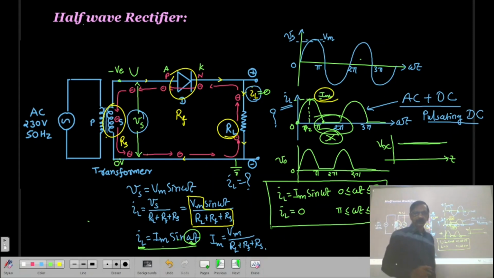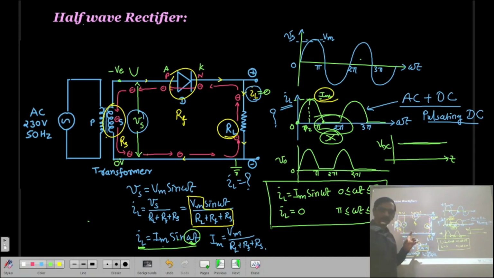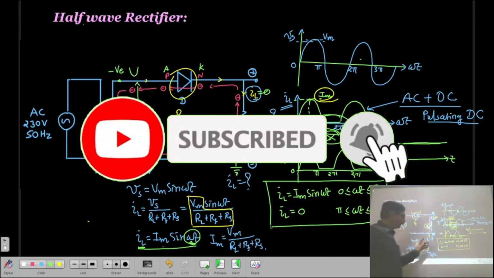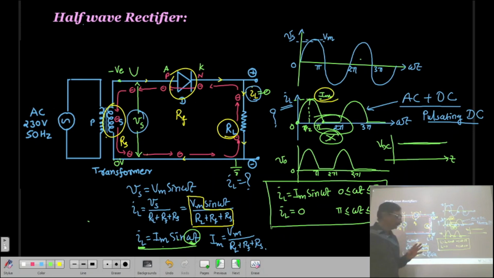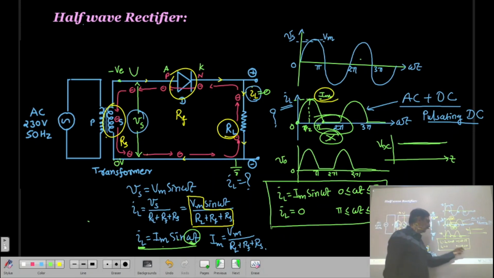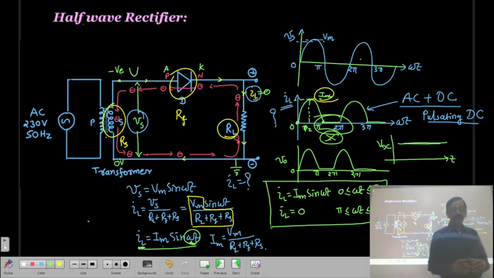Remember. So here we conclude our rectifier circuit: whatever load current is flowing, that load current flows only for the positive cycle and that is given by Im sin omega t. During the negative cycle, there is no load current. So here we write 0 if omega t is between pi and 2 pi. In the next video lecture, we will discuss how to calculate the DC current, AC current and efficiency of the rectifier.